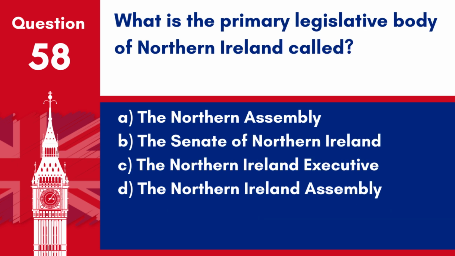Question 58. What is the primary legislative body of Northern Ireland called? A. The Northern Assembly. B. The Senate of Northern Ireland. C. The Northern Ireland Executive. D. The Northern Ireland Assembly.